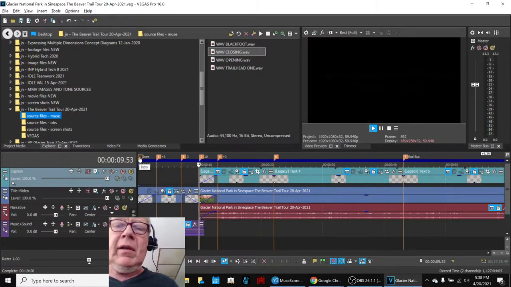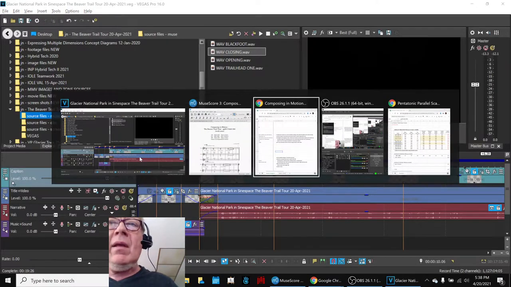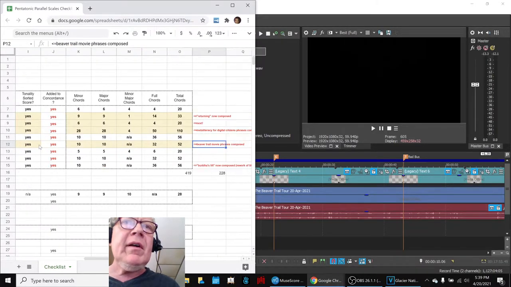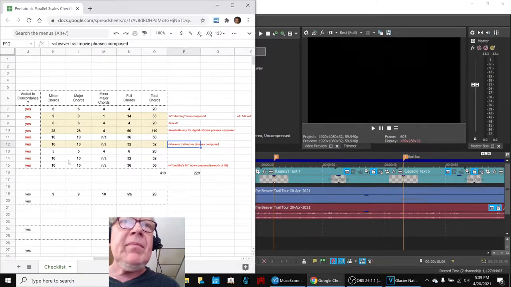And for that, what we elected to do was use one of the scales that we said we wanted to compose in this series. We're using the pentatonic parallel 3-4-4-3-5-5-8. So at this point, that's this one right here. The Beaver Trail movie, which is what that's called, was composed. And we have actually now done 3 out of 4. These yellow are the scales that are our targets for this series.